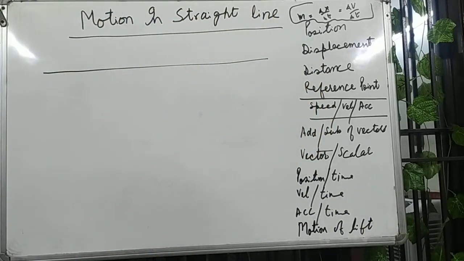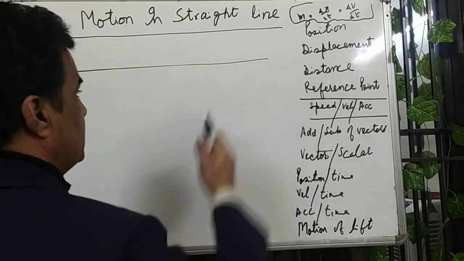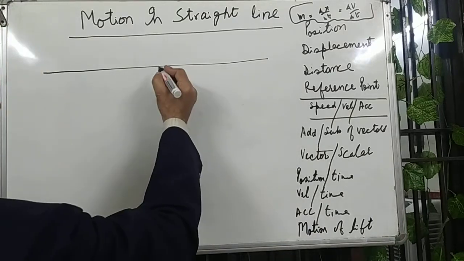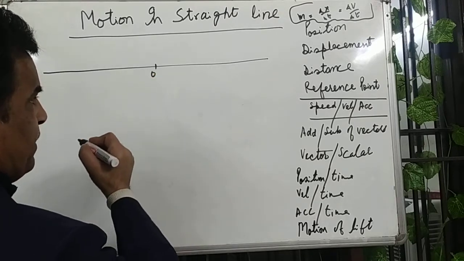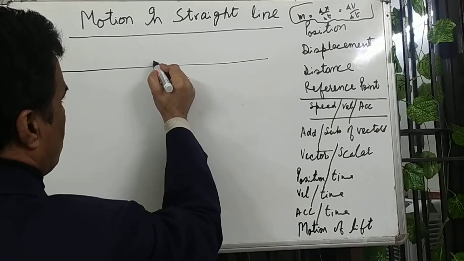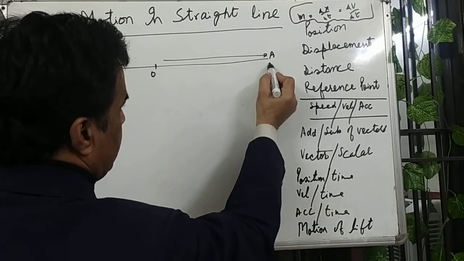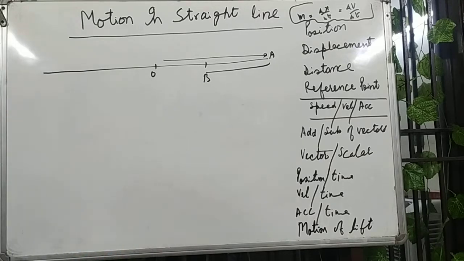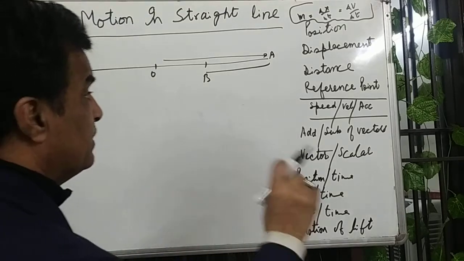So first, what is the difference between position, displacement and distance, and what is the reference point? Suppose O is the reference point. A person moves from O to point A and then again comes to point B. Now the question is: what is the displacement, what is the position of the person, and what is the distance?